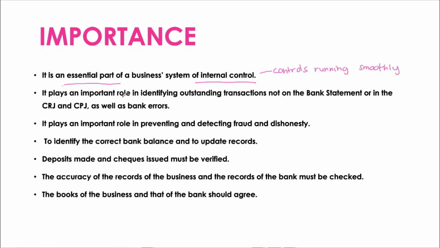It also plays an important role in identifying outstanding transactions that are not on the bank statement or in our books, which is our CRJ and our CPJ, as well as bank errors. So what we can take from here is things that are not on our bank statement, not in our books, which are specifically the CRJ or CPJ, and also any errors. Okay. It also plays an important role in preventing and detecting fraud and dishonesty.